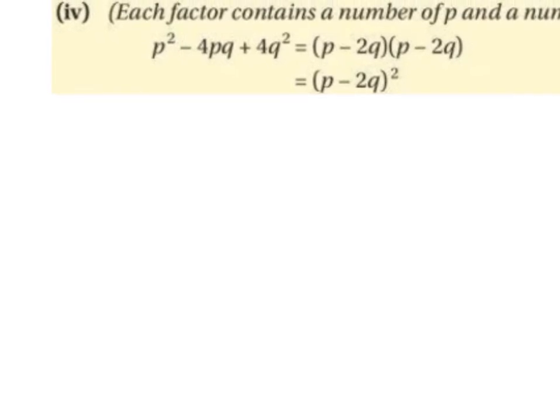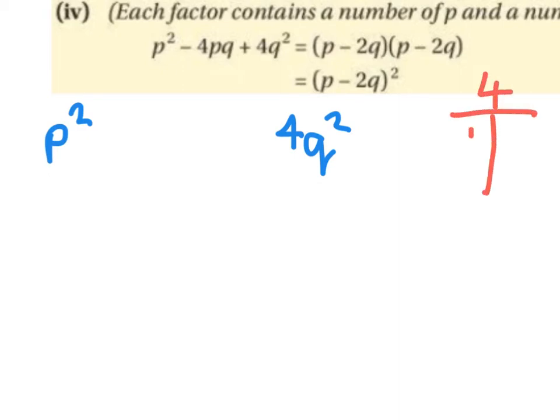Okay, so how I worked the last one was I brought down the first term, which in this case is a p squared. So I'm going to write that down there. And I'm also going to write down my last term, which is 4q squared. So I'm going to write that down here. And then I'm going to multiply the number that would be in front of each of these terms. In this case, it's a 1. 1 multiplied by 4. So my factors of 4 are 1 multiplied by 4 and 2 multiplied by 2.